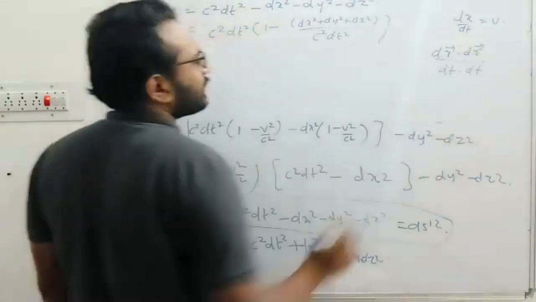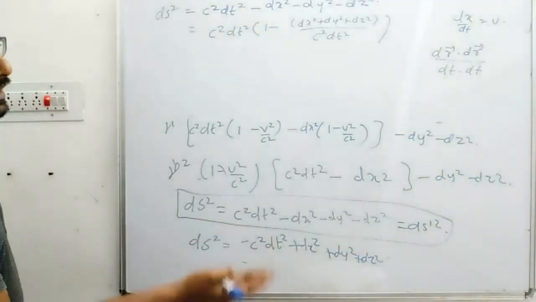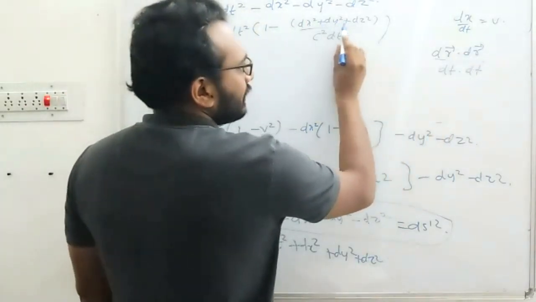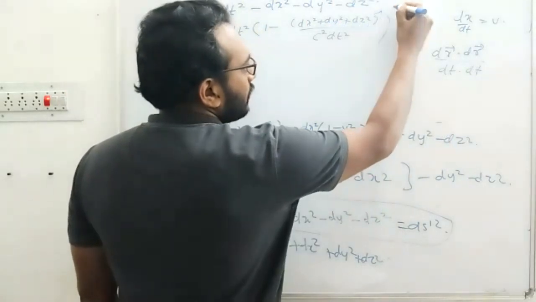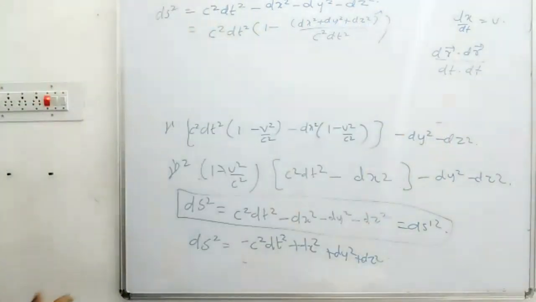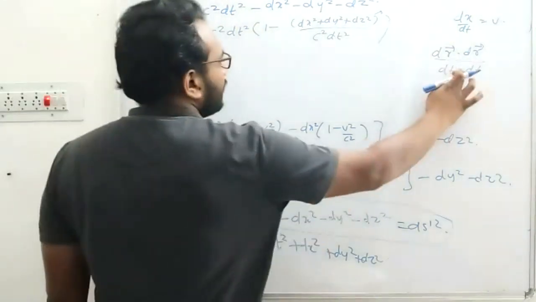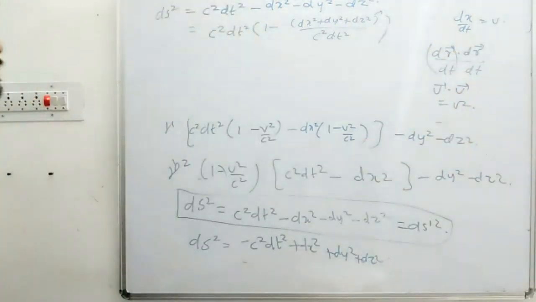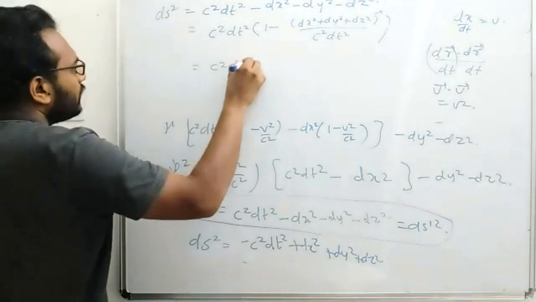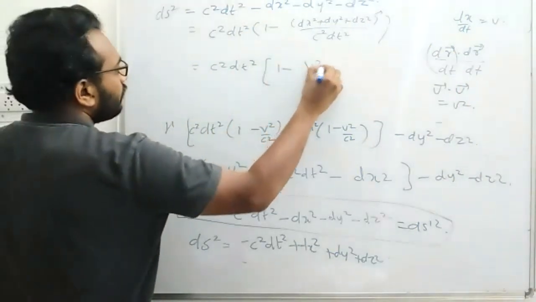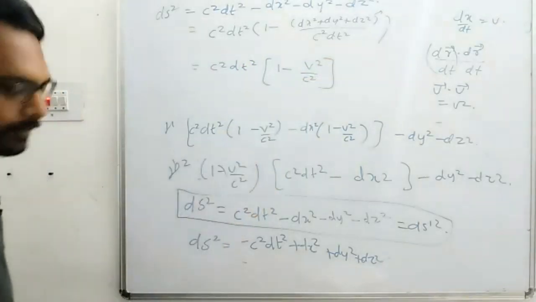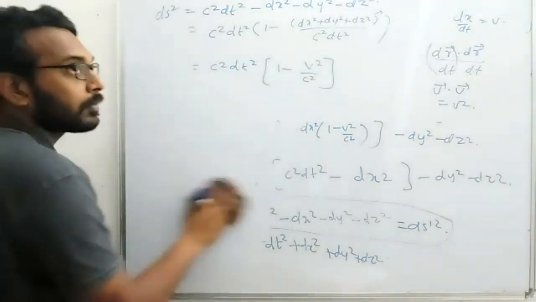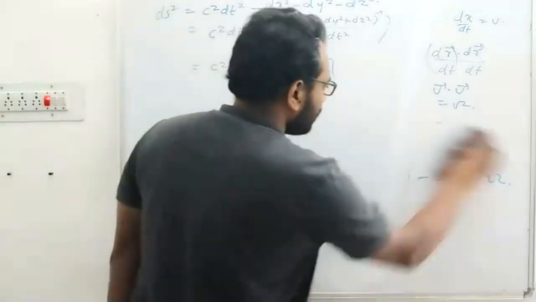Because dr vector is dx i cap plus dy j cap plus dz k cap, if you square it, you get dx square plus dy square plus dz square. So this is nothing but dr vector dot dr vector, and this is dt multiplied by dt. So dr by dt is the velocity, and this is v vector dot v vector, which is v square. So this is equal to c square dt square times 1 minus v square by c square. Is this step clear? Okay, all right.